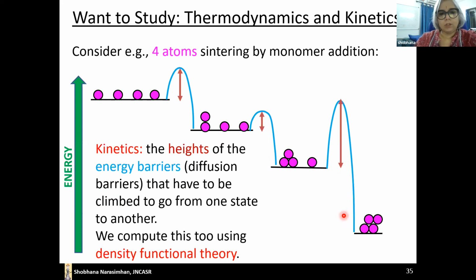But we're also computing the kinetics. So the kinetics are the heights of the energy barriers that have to be overcome to go between each of these steps. And that is, of course, the diffusion barriers. In this particular case, because it's the monomers that diffuse, it's the diffusion barriers for the monomers, the barriers that they have to climb to go from one state to another. And we compute these using density functional theory interfaced with the nudged elastic band method.